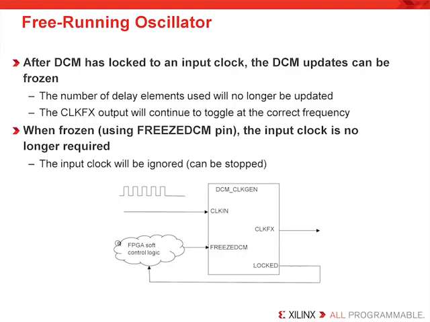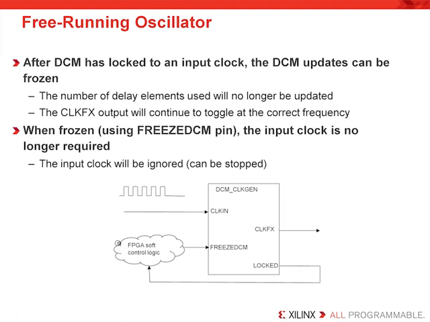Now, as I mentioned, there is a free-running oscillator functionality that's also available to you. After the DCM has locked to an input clock, the DCM updates can be frozen. And this will allow the number of delay elements used to no longer be updated, so the clock FX output will continue to toggle at that correct frequency. When frozen using the freeze DCM input pin, the input clock is no longer required, so it can be disconnected, or the input clock will simply be ignored and could eventually be stopped if so desired.